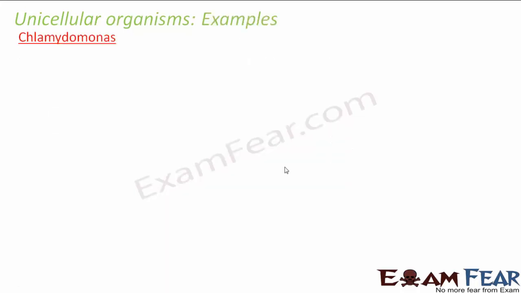Right? Now let us look at the next example of unicellular organism, that is Chlamydomonas. So the names are tough, right? So that's how it happens in biology. You need to memorize tough names. There is no other option. So it is Chlamydomonas. So please pronounce it correctly. Chlamydomonas. Right? So what is a Chlamydomonas?